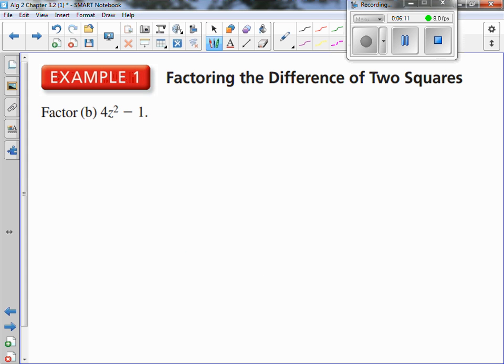So let's look at this one here. I don't have a middle term and I have subtraction, yes? So most likely, all of these are going to be a difference of perfect squares, since we have this difference. Now we need to determine, are the two terms, the first term and the last term, perfect squares?